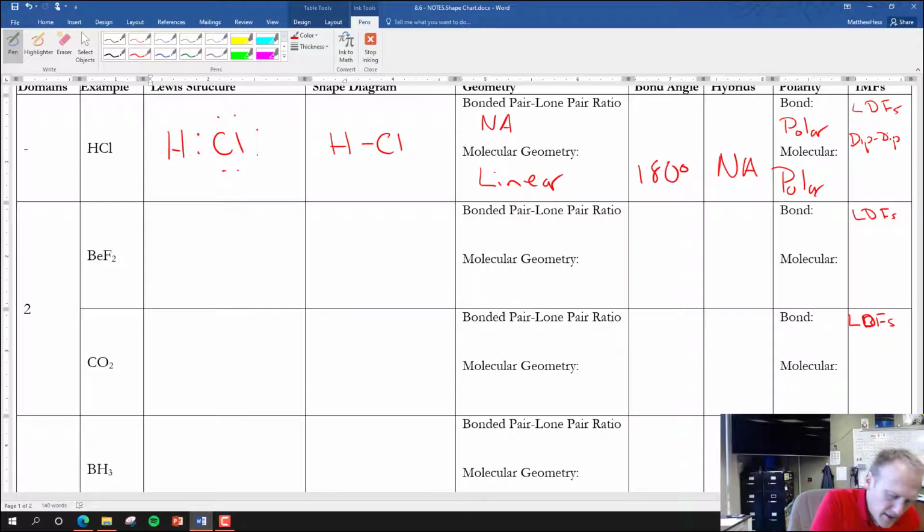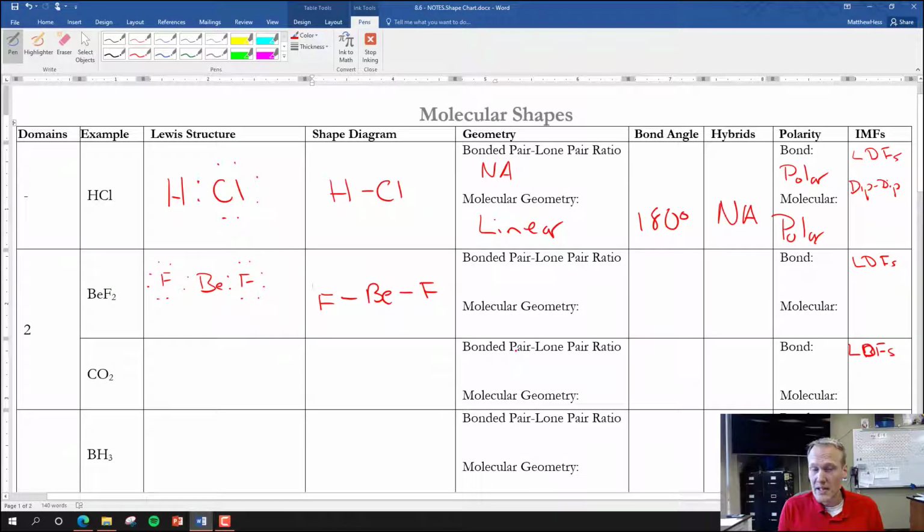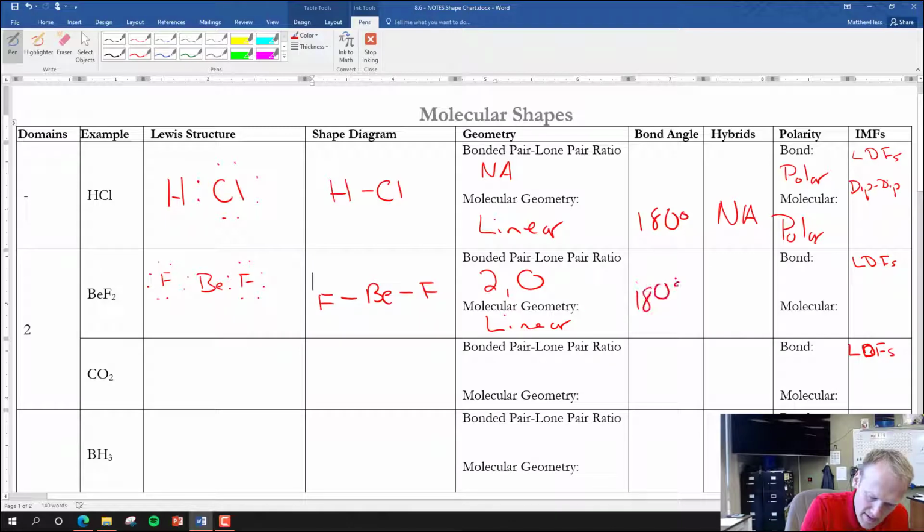The next one we're going to do is beryllium fluoride. The way we would draw this, remember that beryllium is stable with 4 valence electrons. And because of that, there's no lone pairs around the central atom of beryllium. So if we take a look at this, we'd get beryllium with a straight line because there are no lone pairs. So this is 2 bonds to 0 lone pairs, which means that it's linear. It would be 180 degrees. And the hybridization, there are 2 hybrid orbitals around beryllium, making this sp.